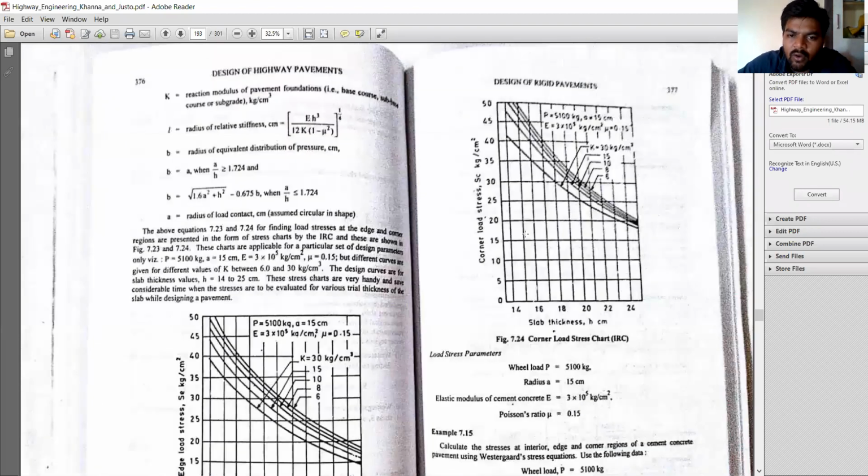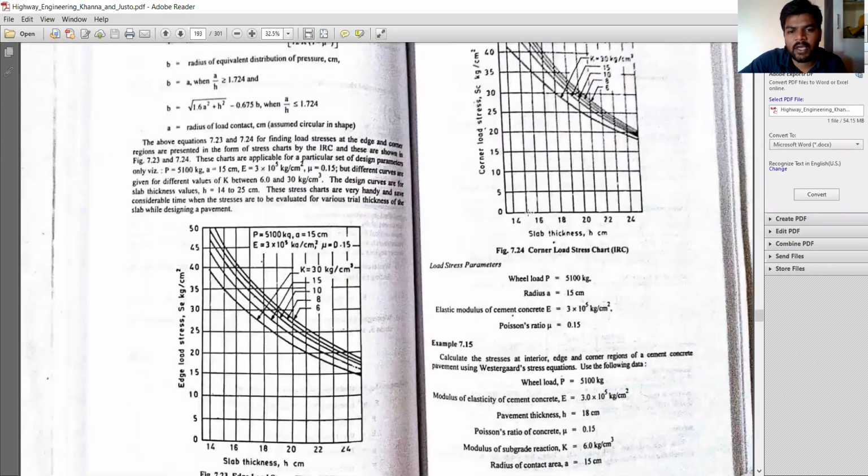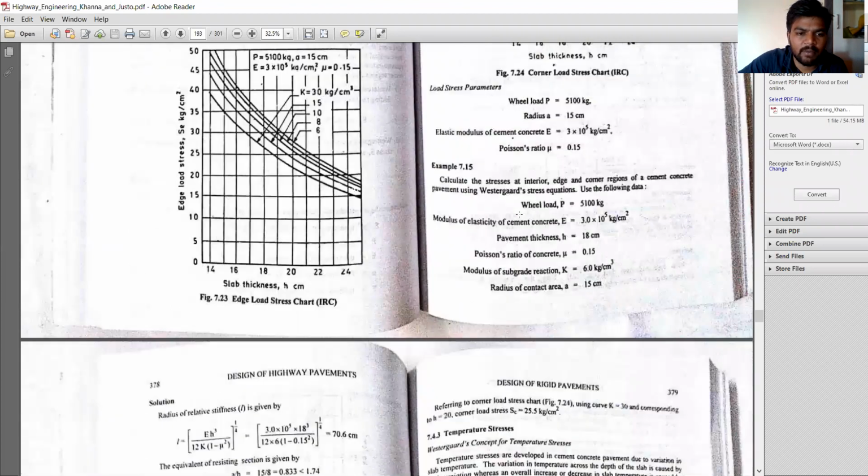Similarly, see the corner load stress. Here slab thickness is there, and here also the K value is there. Directly we can calculate corner load stress. It means by knowing slab thickness and the K value, the subgrade reaction value, which can be calculated by conducting experiments, plate load test, or any soil experiments, we can calculate corner load stress directly. Okay, we just go on referring to this table.